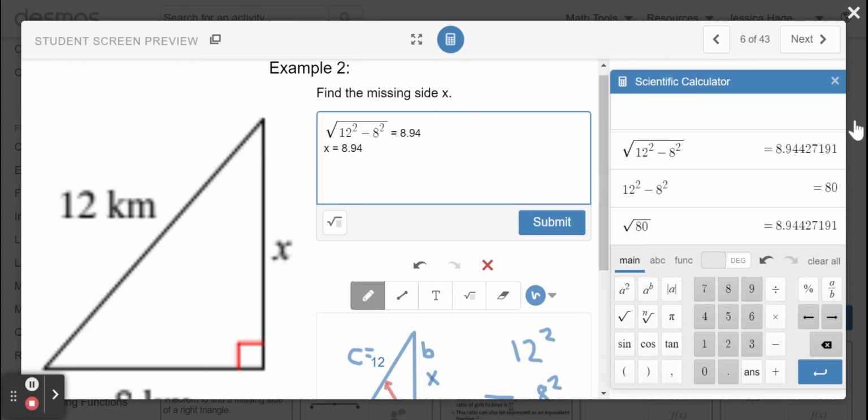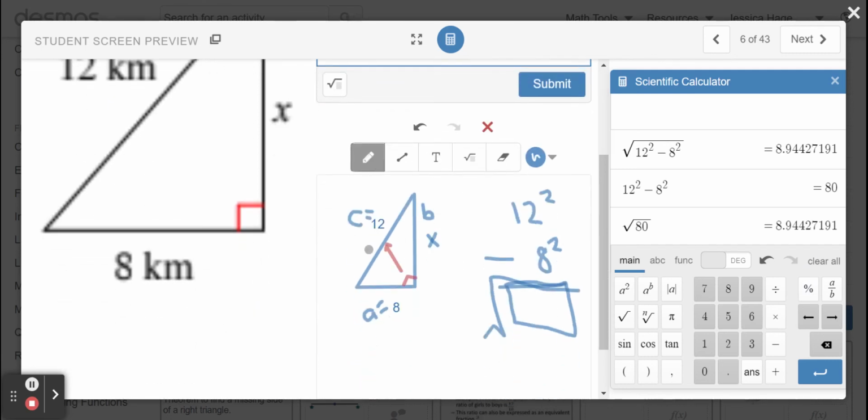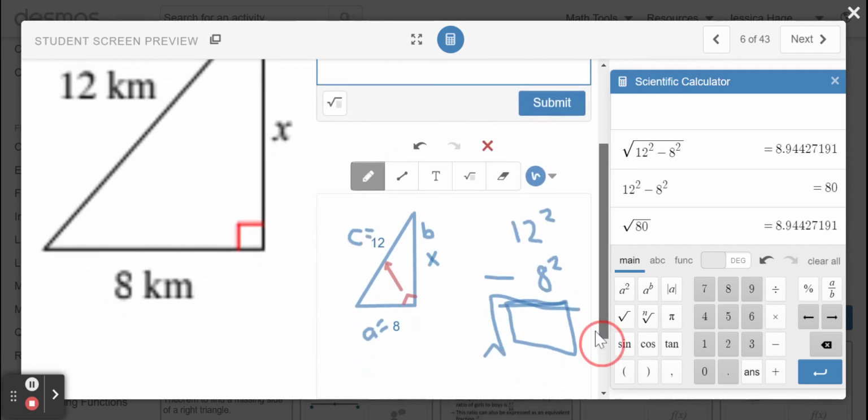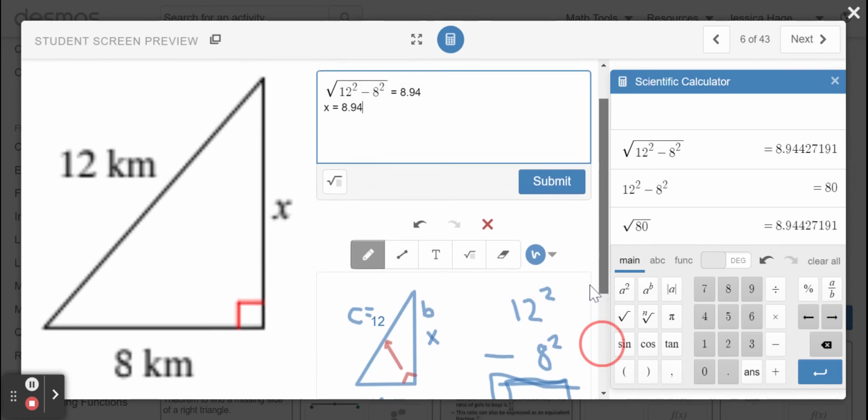And it's approximate. We rounded. Make sure you don't round to 9 because 9 times 9 is 81. So that's an example where we're using subtraction. We're using the Pythagorean theorem still, but we're not adding, we're subtracting to get a smaller number.